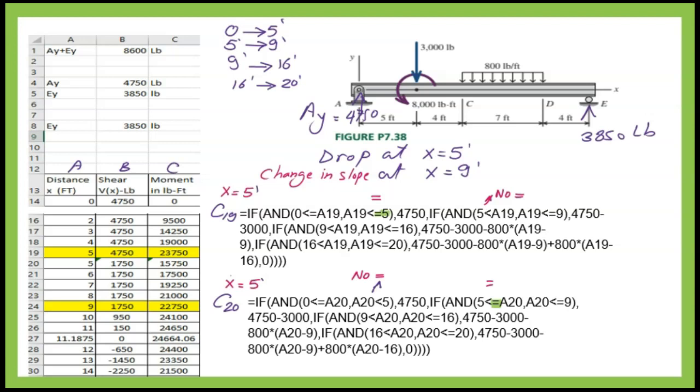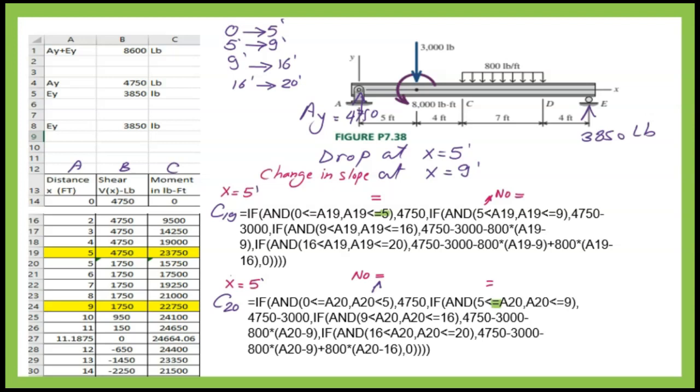We have a drop here at x equal to 5. We have a drop since we have a shear drop, and also for the moment we have a change in the moment. Also again, there is a change in the slope at x equal to 9. Here we don't have any distributed load, and after x equal to 9 we have slope in the shear by 800 pound per foot.